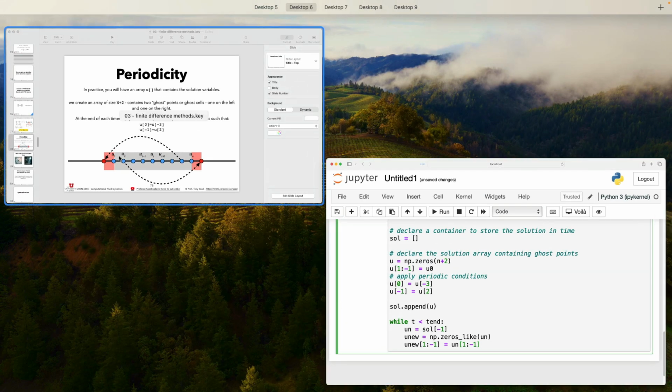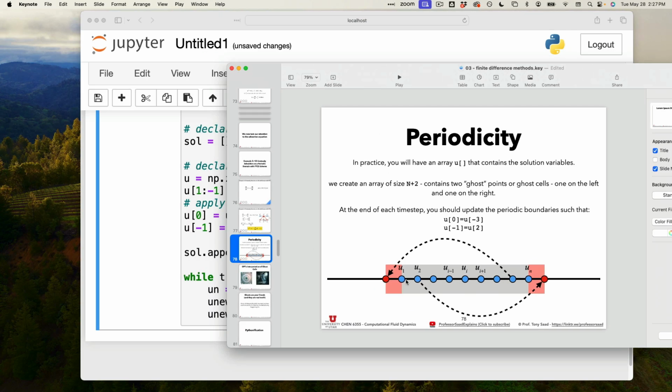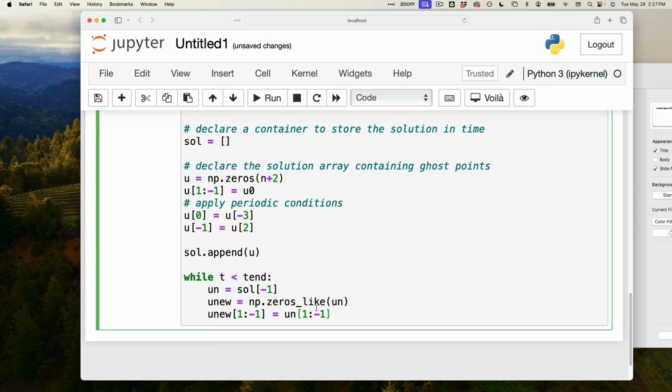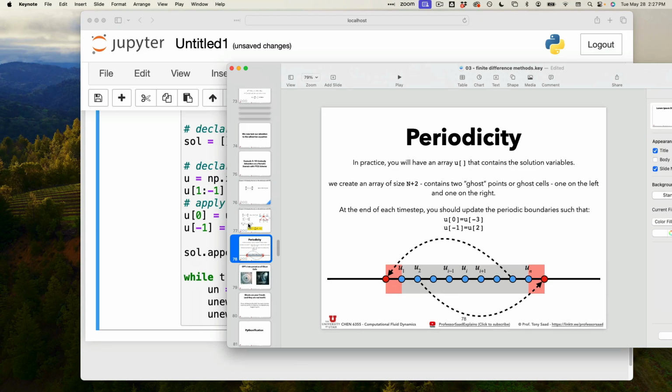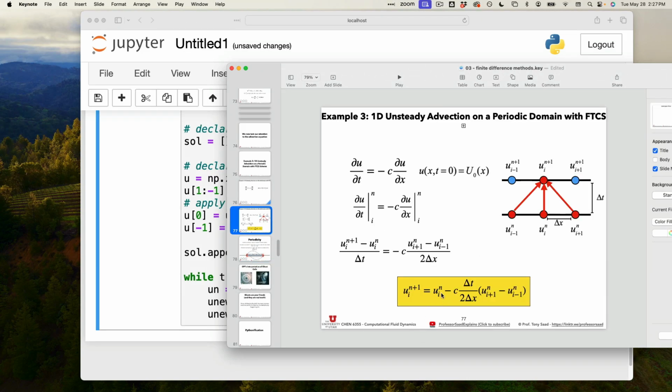So I'm looking here at all the blue points. I'm just taking all of those blue points, and I'm going to advance them all in time together. Now, what does the advection equation discretization tell us? It tells us that un plus 1 is un minus c delta t over 2 delta x times this stencil operation. Now, the stencil operation, I will do it using slicing as well.